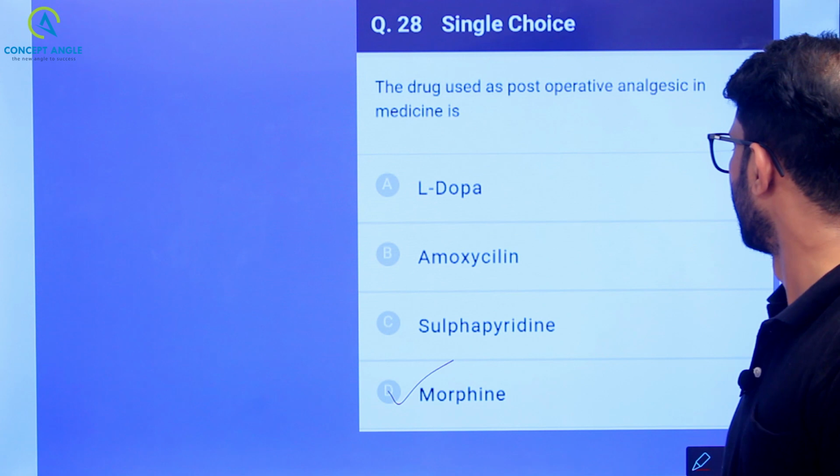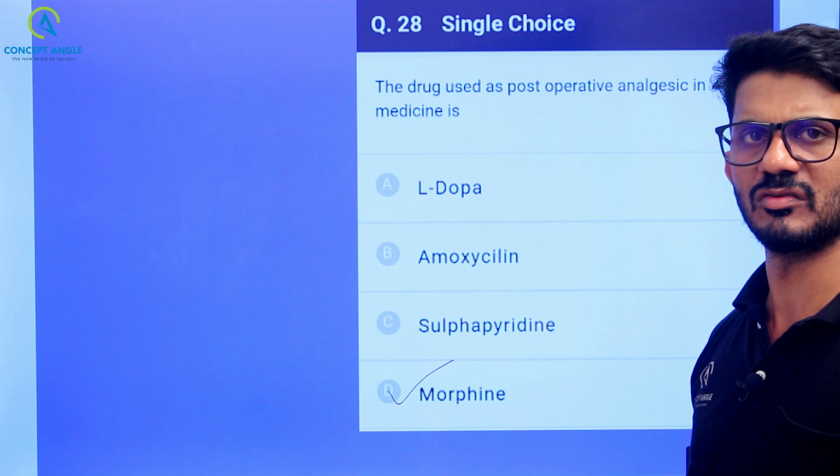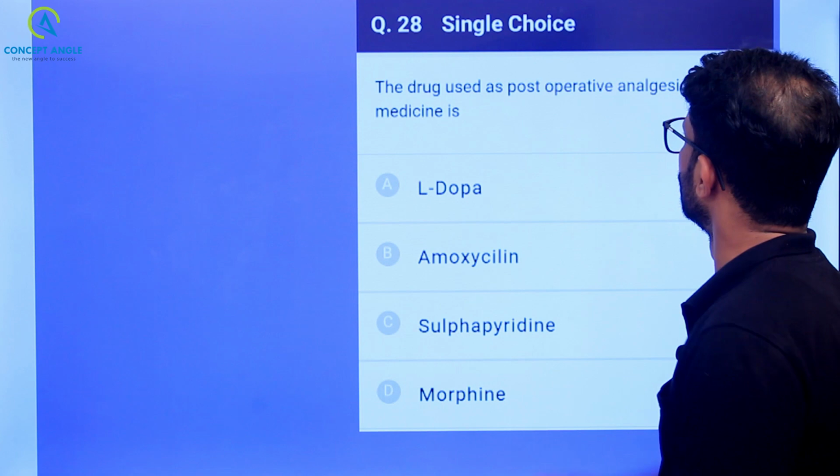So that should be in medicinal amount. In a higher amount, it is poisonous and may cause coma or even death. So this is the answer. It's a direct question, so let's rush into the next question.